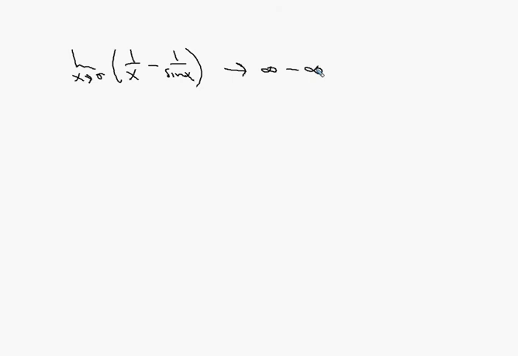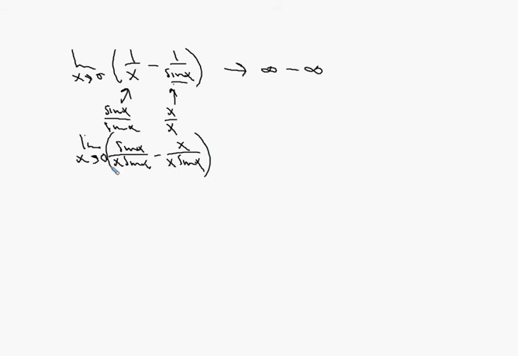So this is infinity minus infinity, which is an indeterminate form. Now, taking the natural log of both sides is not going to be really helpful here. What we want to do is combine this into a single fraction, so we need a common denominator. So we're going to multiply this fraction by sine of x over sine of x, and this fraction by x over x. So we get the limit as x approaches 0 of sine of x over x sine of x minus x over x sine of x. Now we have a common denominator.